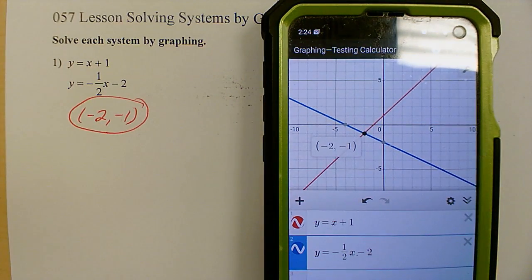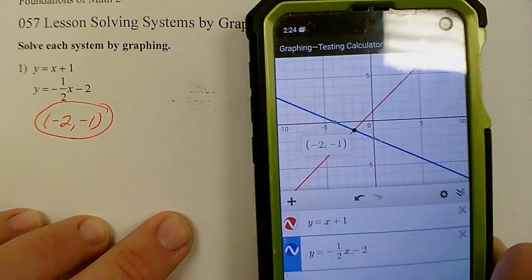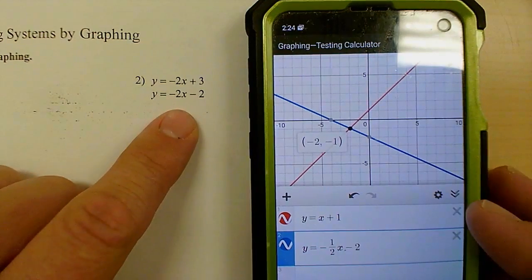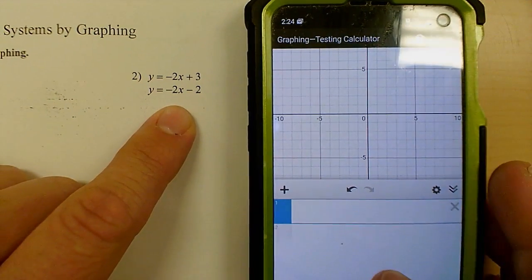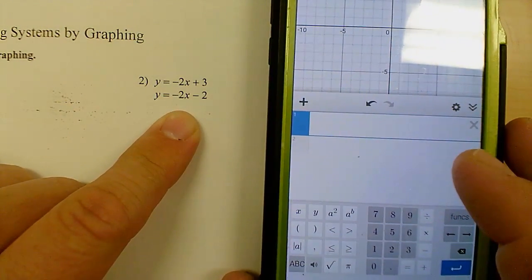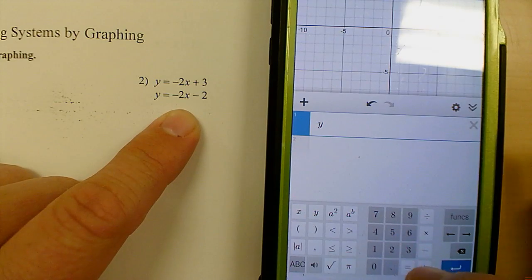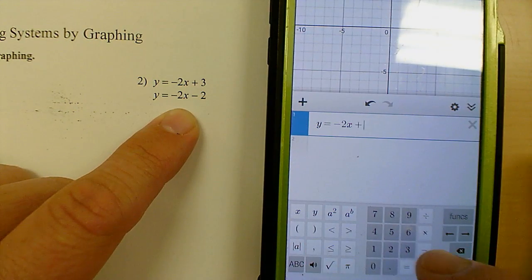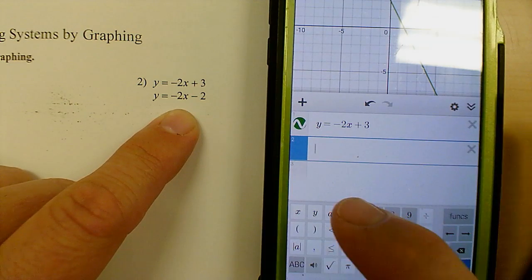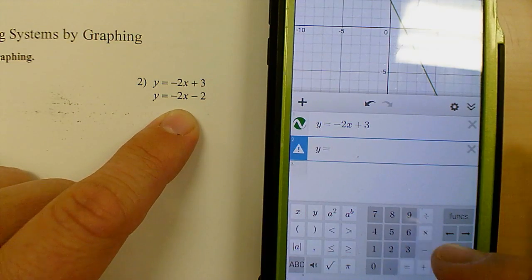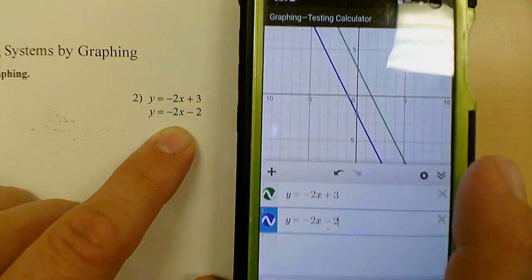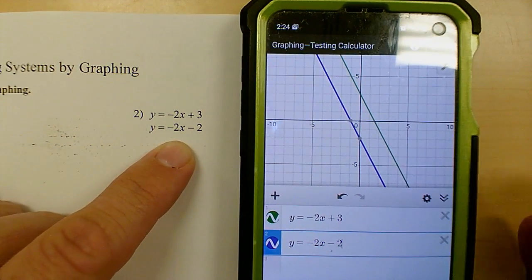There we go. Now, let's go ahead and take a look at our second example. So I'm going to go ahead and type in the first equation, y equals negative 2x plus 3. And the second equation is y equals negative 2x minus 2. Okay, now as I look at these, my initial impression is that they're parallel.